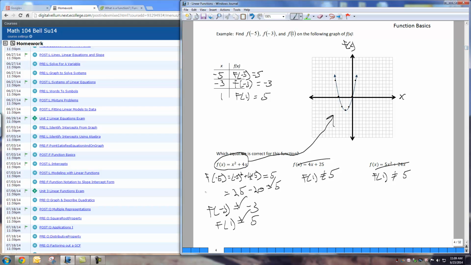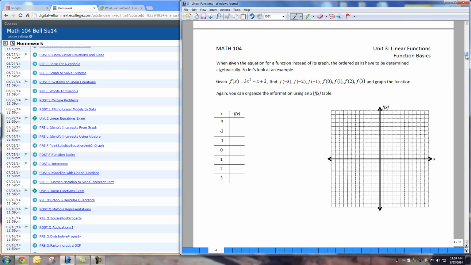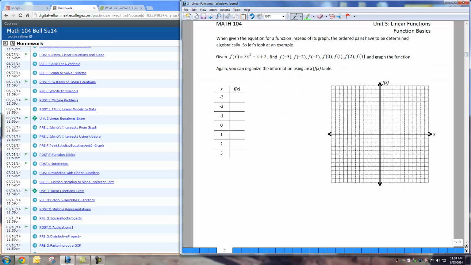Now we're not going to deal with solving anything with this function yet, with this quadratic. That'll be for the next unit. This is simply taking ordered pairs. Can you plug in an x value, evaluate, get a y value, and plot it on a graph? Okay. When given the equation for a function instead of its graph, the ordered pairs have to be determined algebraically.